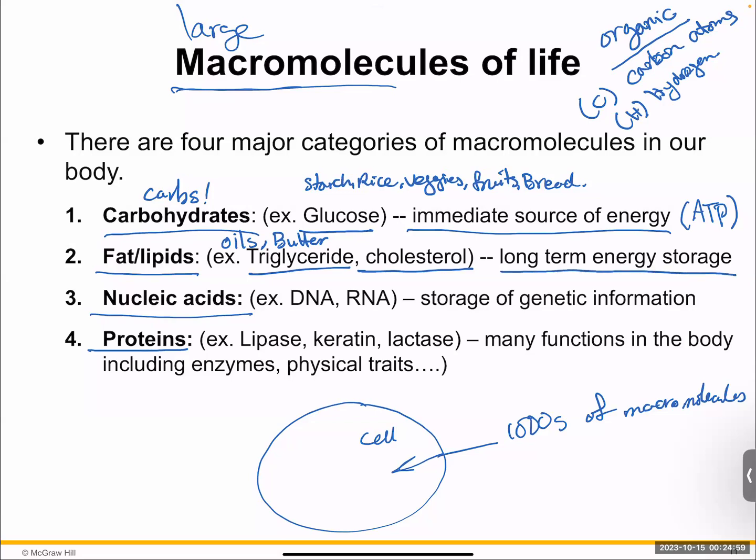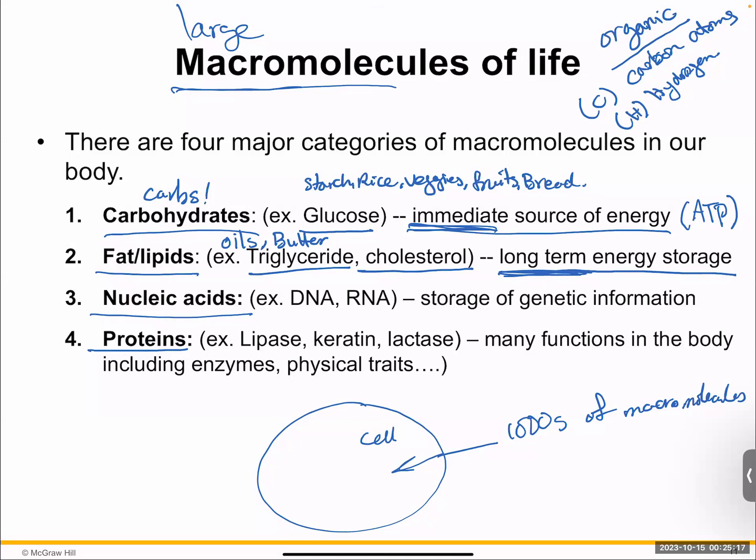So these are still our energy, these are main sources of energy, but the key difference is immediate for carbs versus long-term. So when you say you're going into fat burning, think about it that you don't immediately tap into it, you wait a little bit longer.